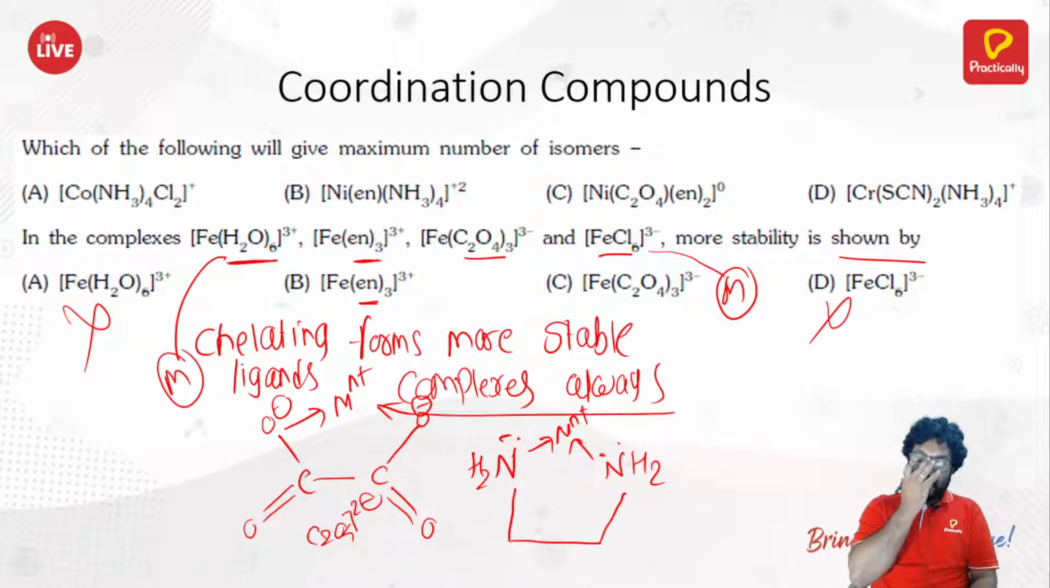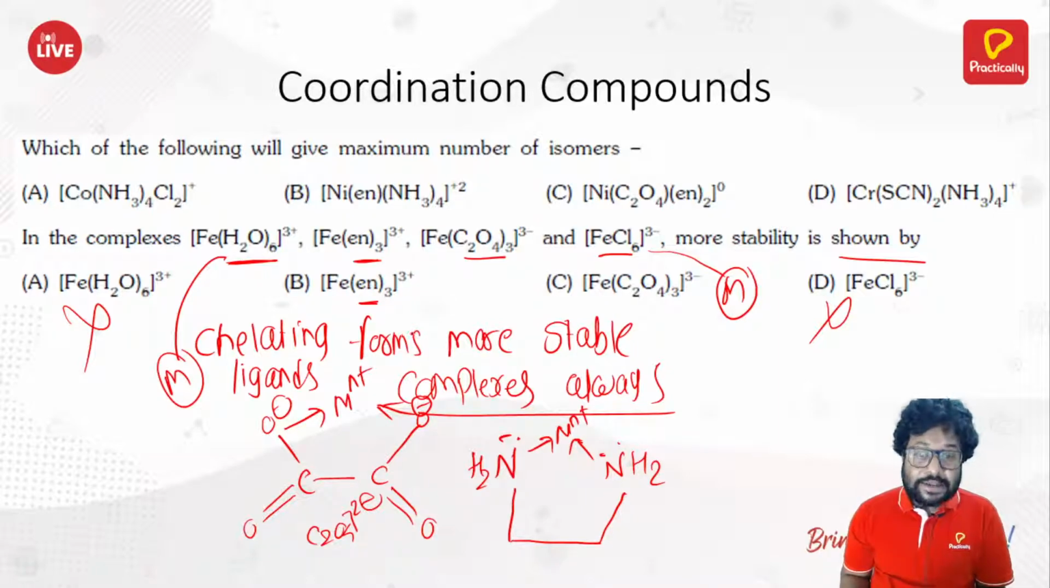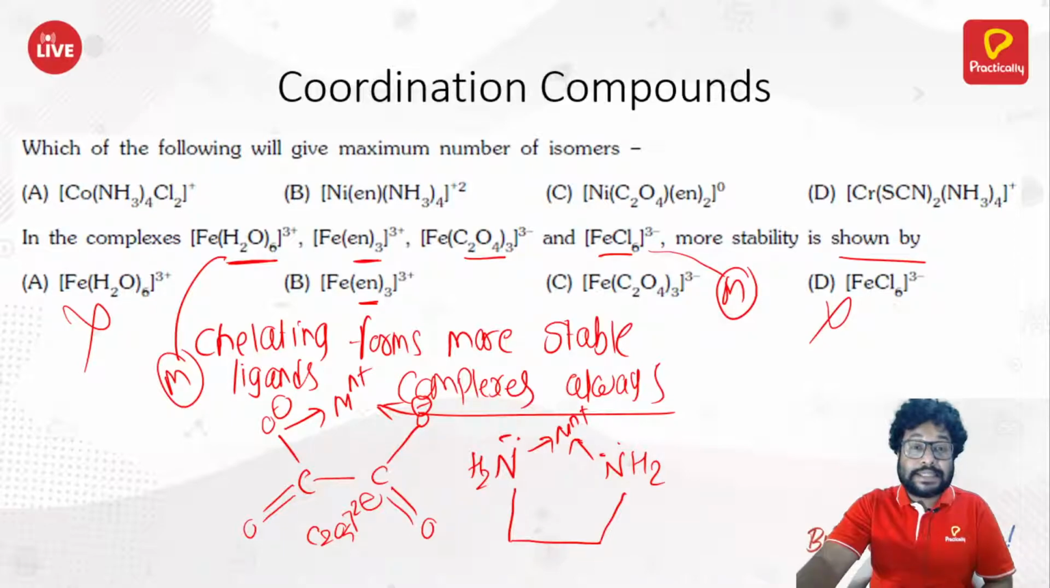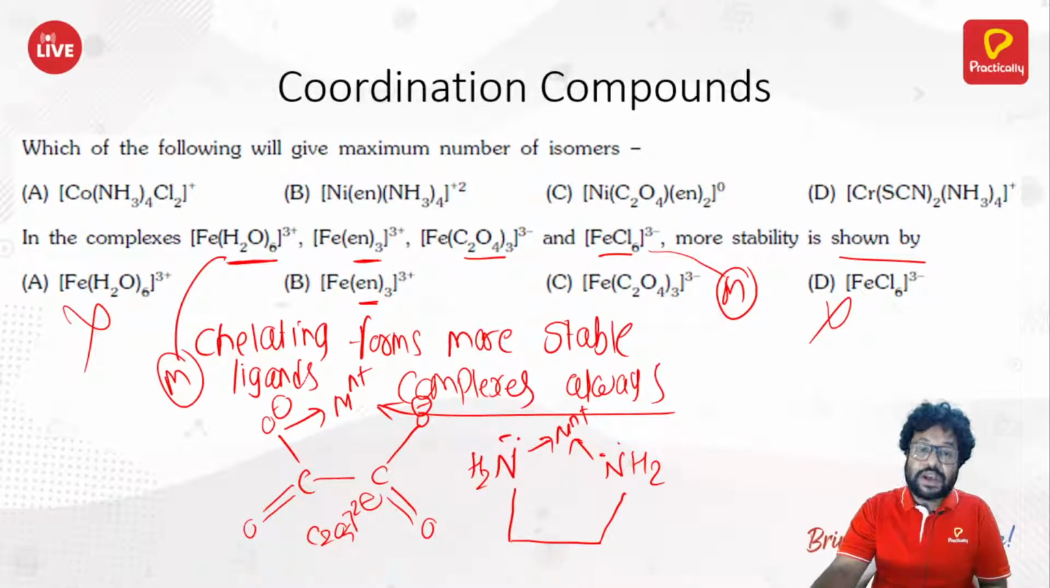Now, the question is which can make the complex more stable? See, it all depends on the tendency to donate electron density. As far as nitrogen in ethylene diamine and oxygen in oxalate are concerned, nitrogen is less electronegative than oxygen, as we all know. Because of that, nitrogen can donate electron density more easily and hence make the complex more stable. And that is why in this particular question, the answer is B.